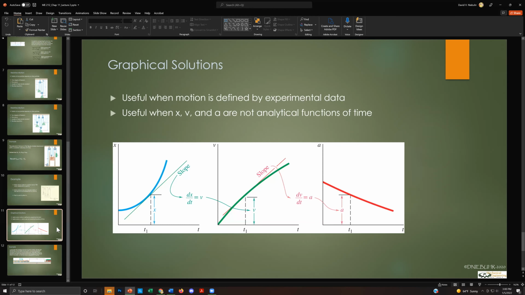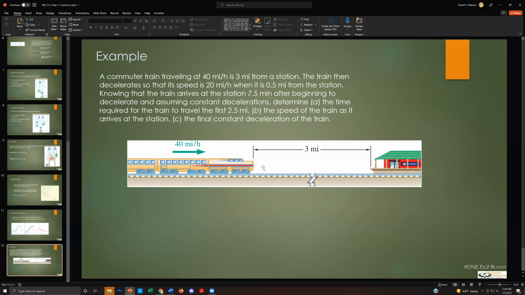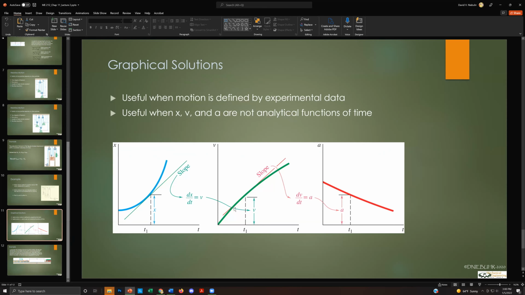And one last thing is, this problem here is related to doing things graphically. If you recall, doing things graphically has to do with using the area under the curves of the position, velocity, and acceleration in order to find different values for velocity and acceleration. So it's just another method of solving. Okay, that's all I have.